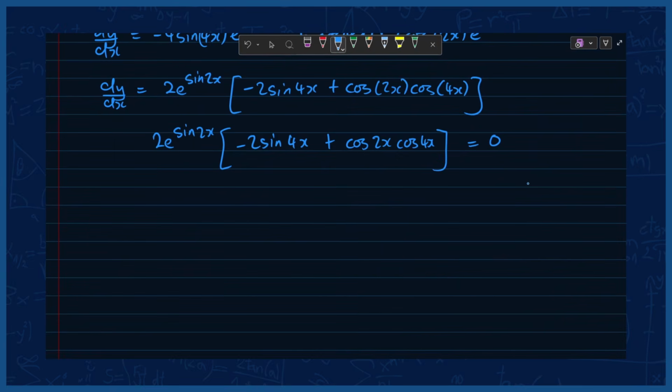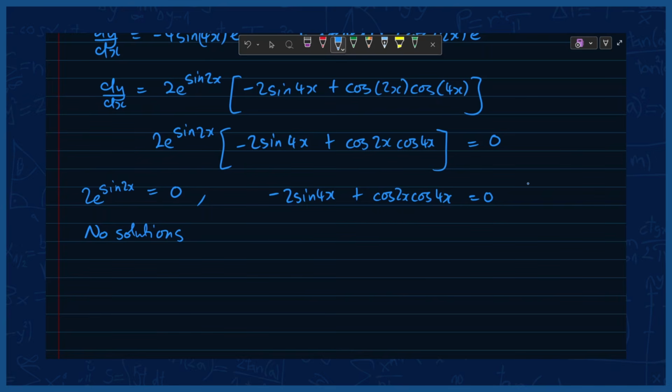So at this point I have that either 2e to the sine 2x is 0, or this whole bracket, negative 2 sine 4x plus cos 2x cos 4x is 0. The first equation can't possibly have any solutions because an exponential graph is always above the x-axis and it is never equal to 0. Or another way you can do this is to just take the natural logarithm on both sides, and I hope you can see that you end up just taking ln of 0, which is undefined, so we have no solutions here.